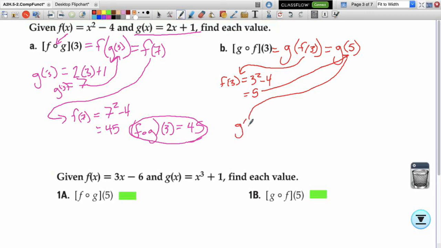So to get g of 5, I'm going to come over to my g function right here. I'm going to take out my x, and I'm going to plug in 5. So I'm going to have 2 times 5 plus 1. Well, 2 times 5 is 10. 10 plus 1 is 11. Now, g of 5 equals 11.